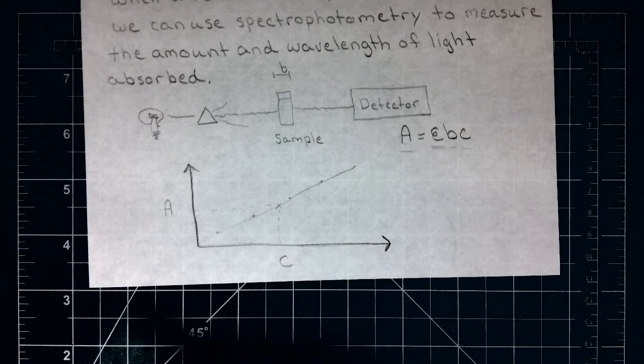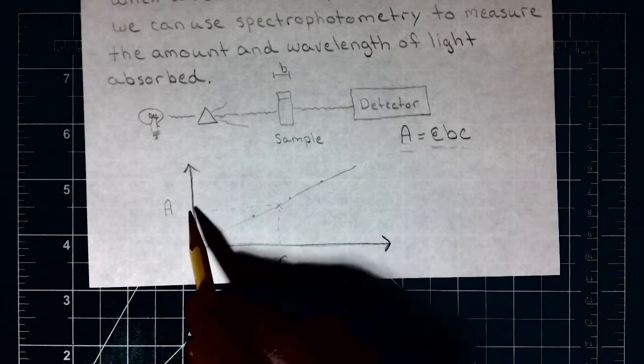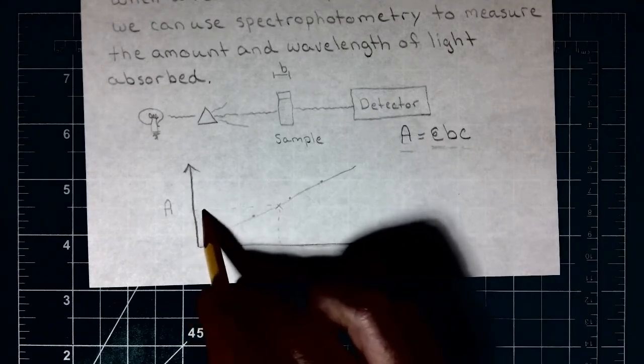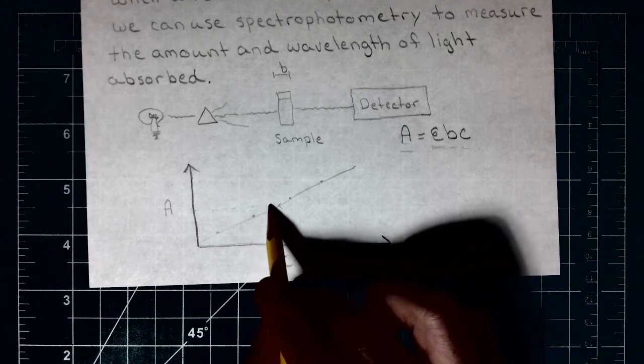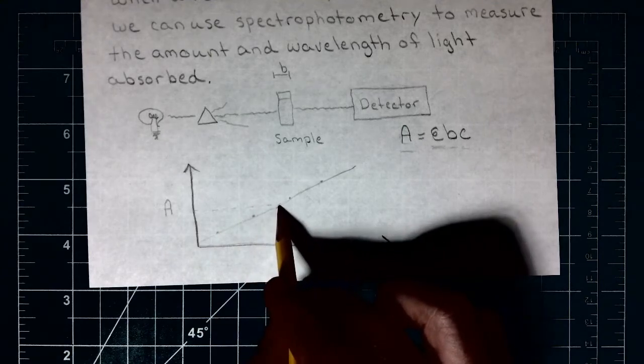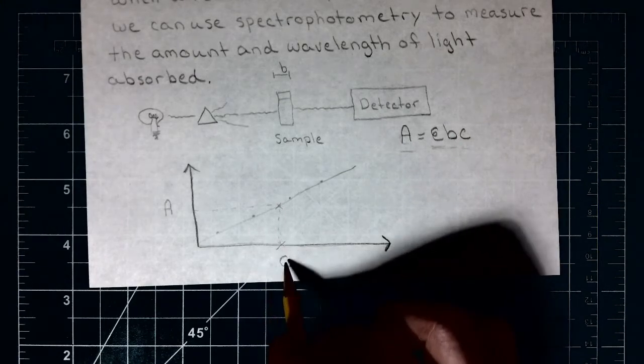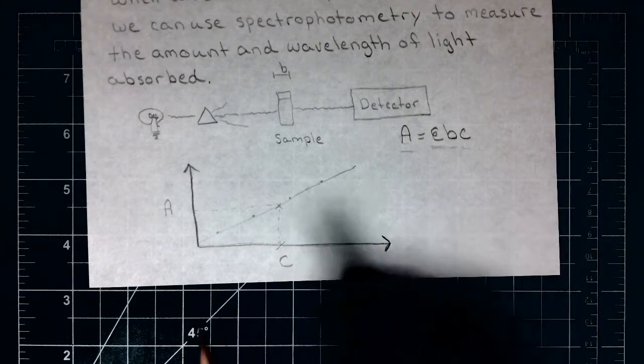Then I can take an unknown sample and measure its absorbance. Mathematically, we would plug it into this equation, but graphically, you could just imagine coming over in a straight line until I get to this curve, and then following it down until I get to this axis, and this will be the concentration of our unknown.